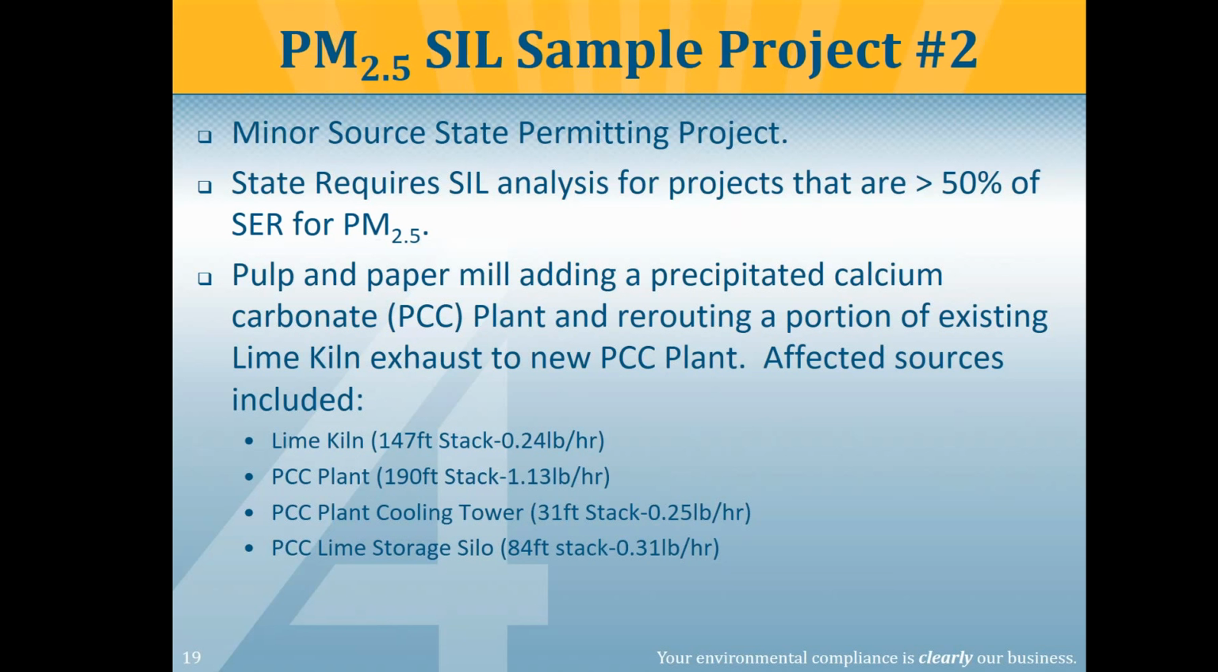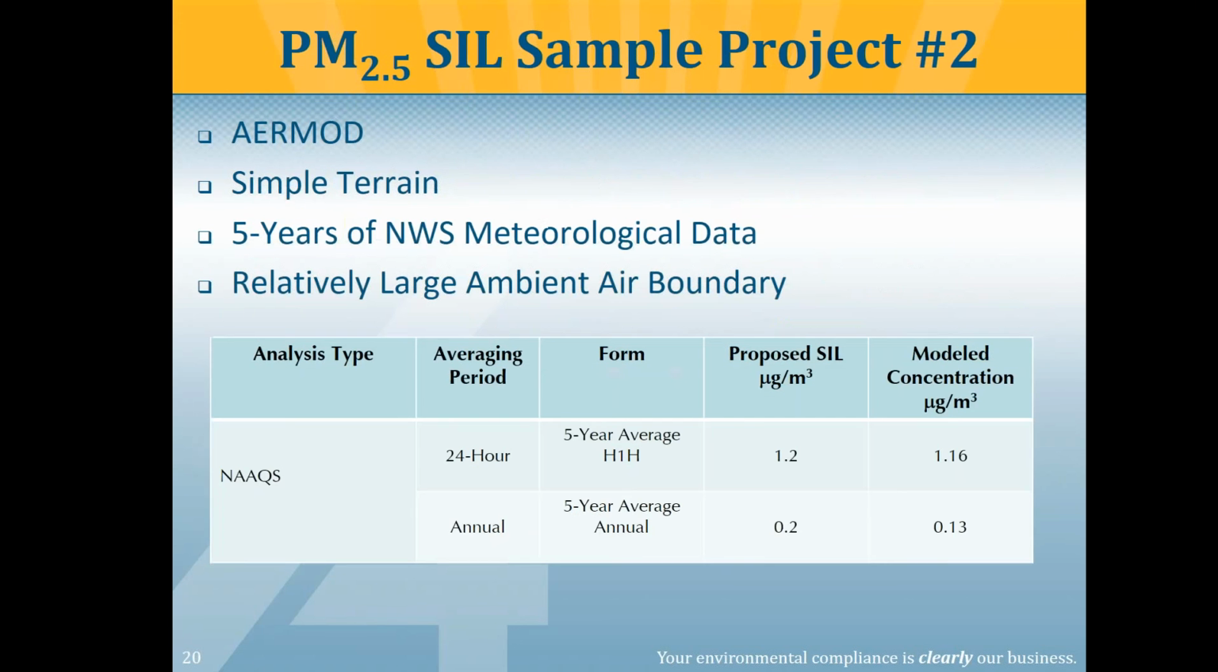Relatively low PM2.5 emission rates, but focus in on that PCC plant stack height of 190 feet, which those in the pulp and paper industry might think is a little higher than normal. So in this analysis, again, AERMOD, a little bit different terrain associated with the site, simple terrain, so no elevations above stack top, still using 5 years of National Weather Service data. In this instance, we had a relatively large ambient air boundary, a good distance from those stacks to where we're modeling concentrations. So here's the results of the 24-hour and the annual.